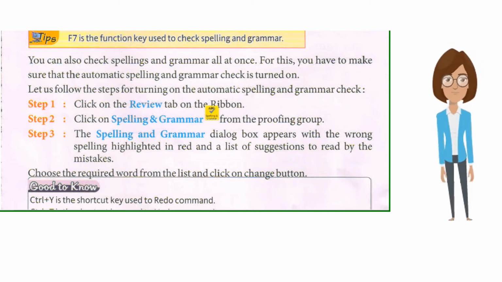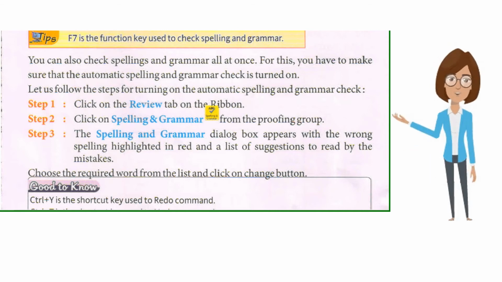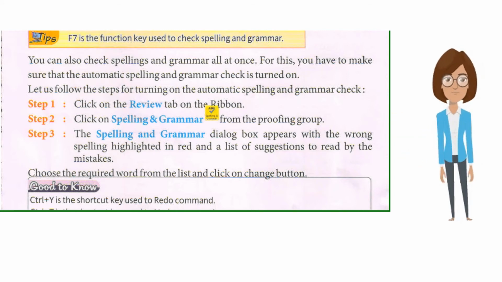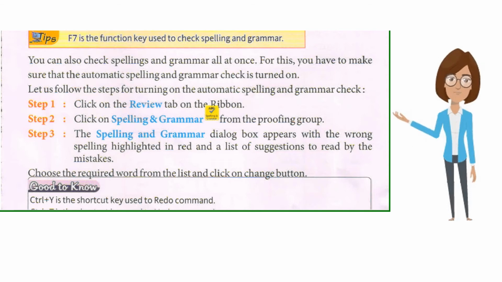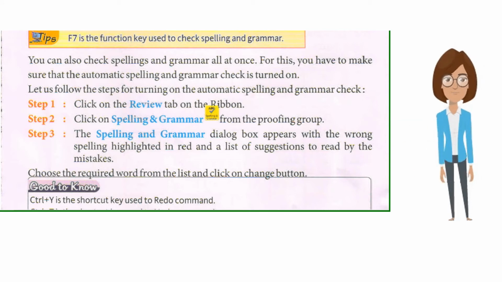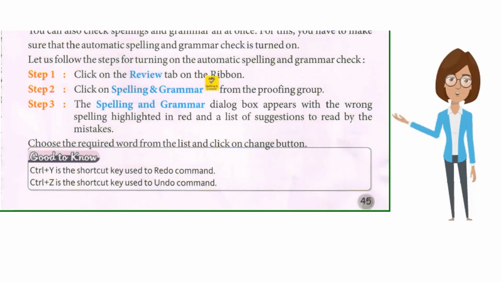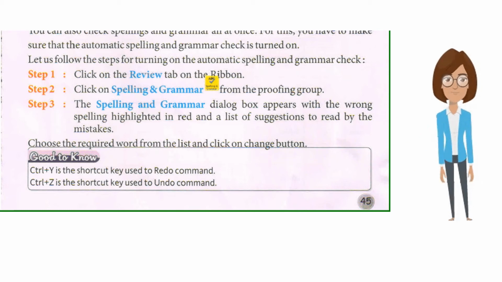Step 1. Click on the Review tab. Step 2. Click on Spelling and Grammar from the Proofing group. Step 3. The Spelling and Grammar dialog box appears with the wrong spelling highlighted in red and a list of suggestions to correct the mistakes. Ctrl+Y is the shortcut key used to redo a command. Ctrl+Z is the shortcut key used to undo a command.